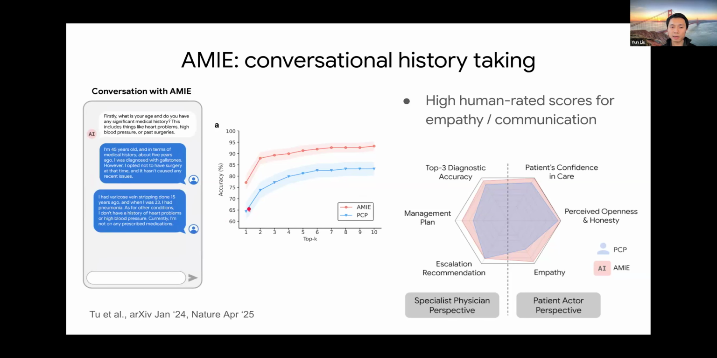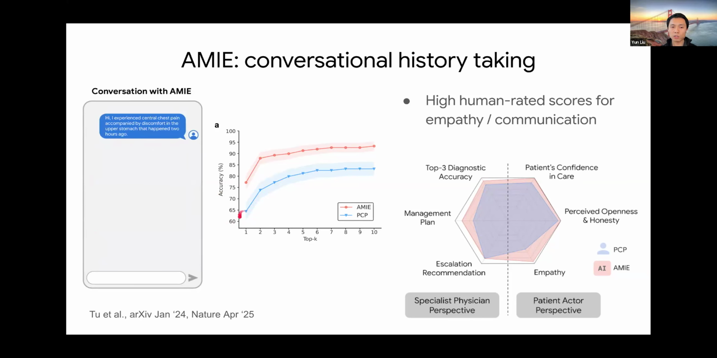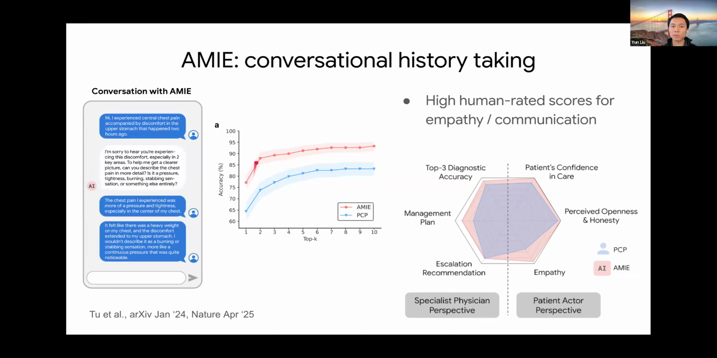And what we see here is that for the primary care providers, remember the patient actors are blinded, their differential diagnosis accuracy ranges from about 60-something percent all the way up to about 80-something. And the red line over here is for the AI, essentially talking to the same patient actors, and it was quite a bit higher, about 10+% higher across the board.